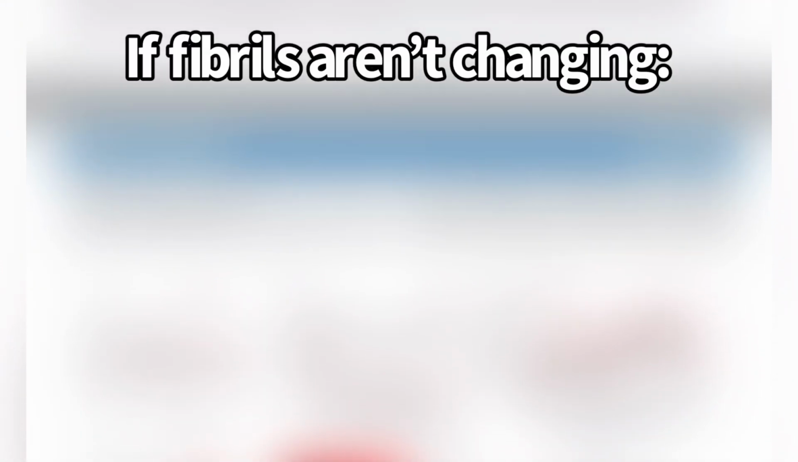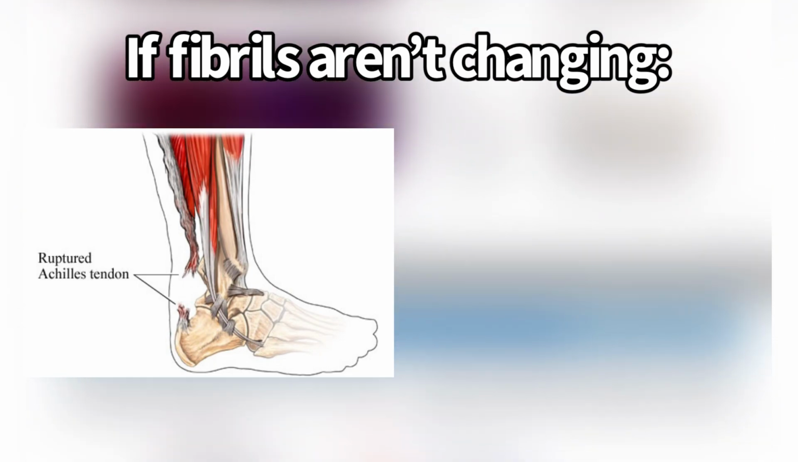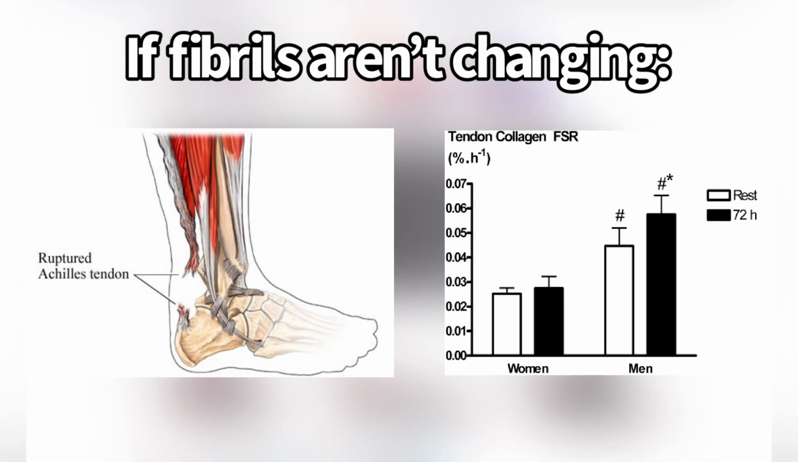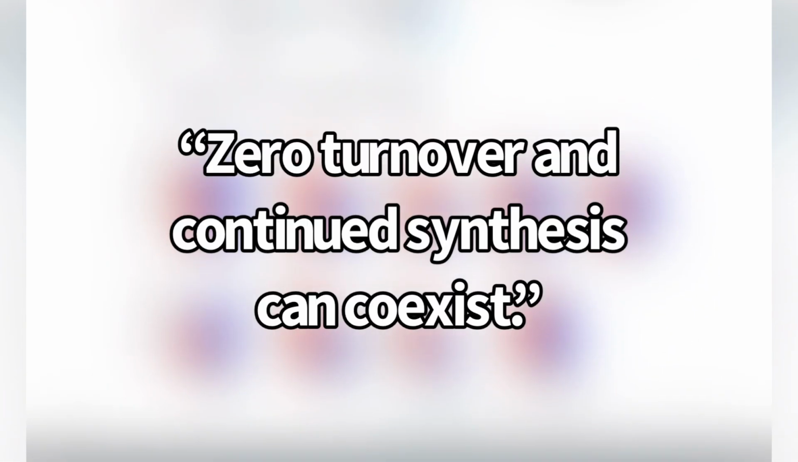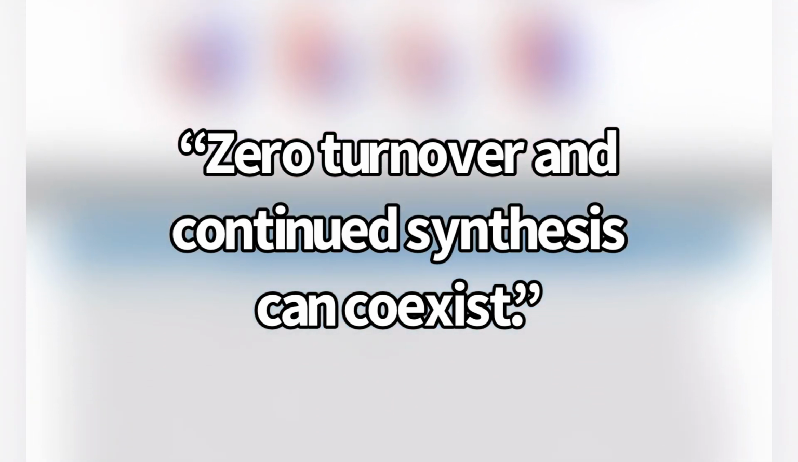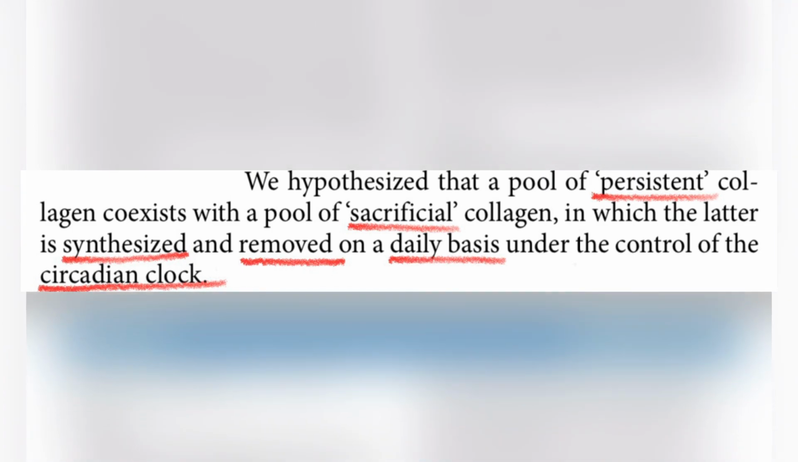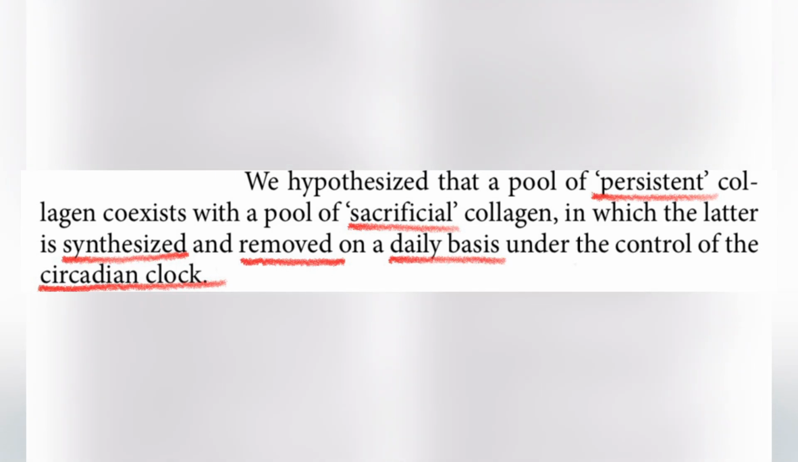So if fibrils aren't changing past the age of 17, why isn't everyone snapping their tendons as they get older? And why would your body synthesize more collagen after exercise if it's not going to do anything? In the paper, they said zero turnover and continued synthesis can coexist. And this is how. They said a pool of persistent collagen coexists with a pool of sacrificial collagen, in which the latter is synthesized and removed on a daily basis under the control of the circadian clock.